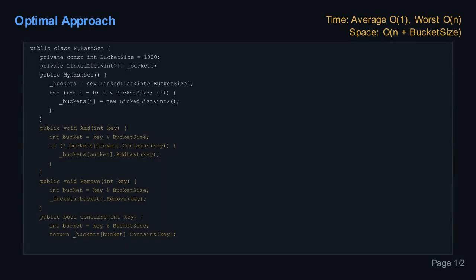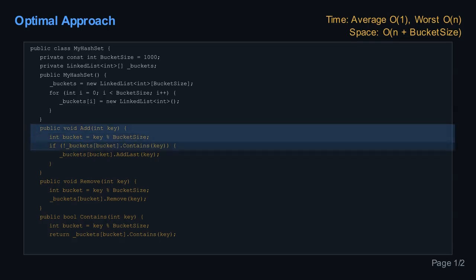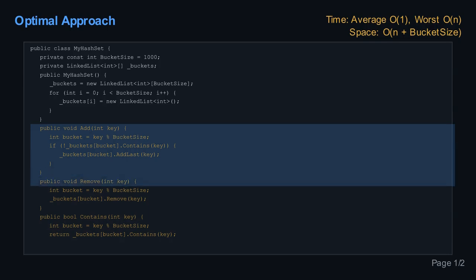The key insight is to spread the keys across a fixed number of buckets using a simple hash function, then handle collisions with a linked list in each bucket. We allocate an array of, say, 1,000 empty linked lists. To add a key, we compute its bucket index by taking the key modulo the bucket count, then check that bucket's list for the key and append it if missing.